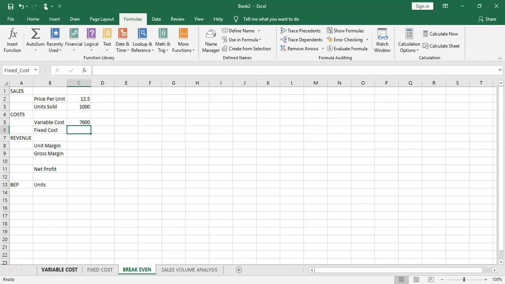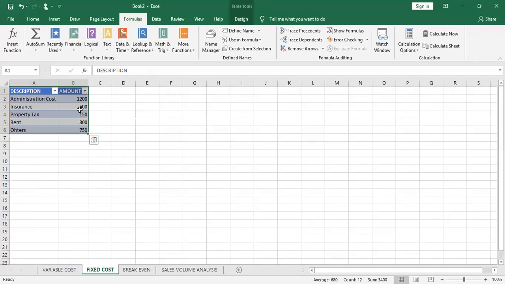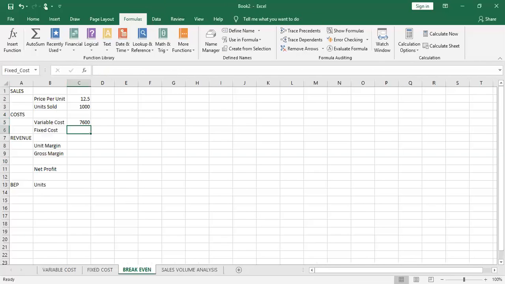The fixed cost is just to sum up the values within the fixed table, and this will not have to be multiplied by the unit. So this is going to be the sum of values from the fixed table.